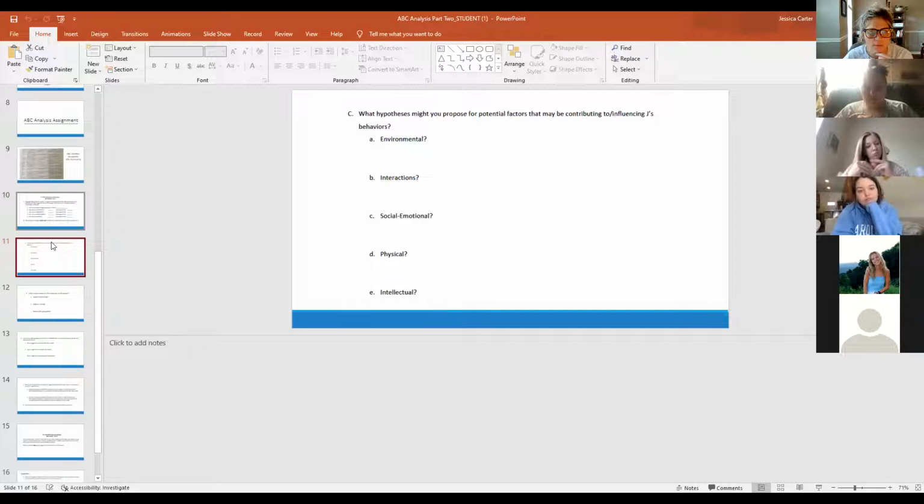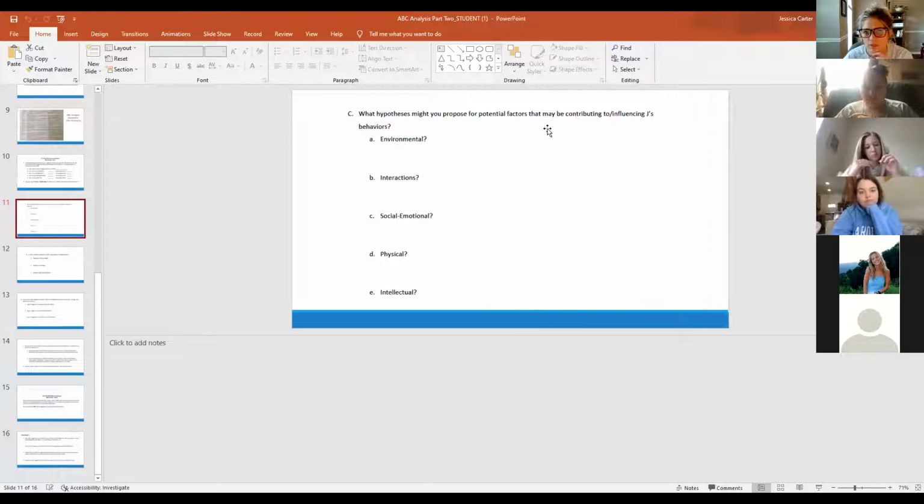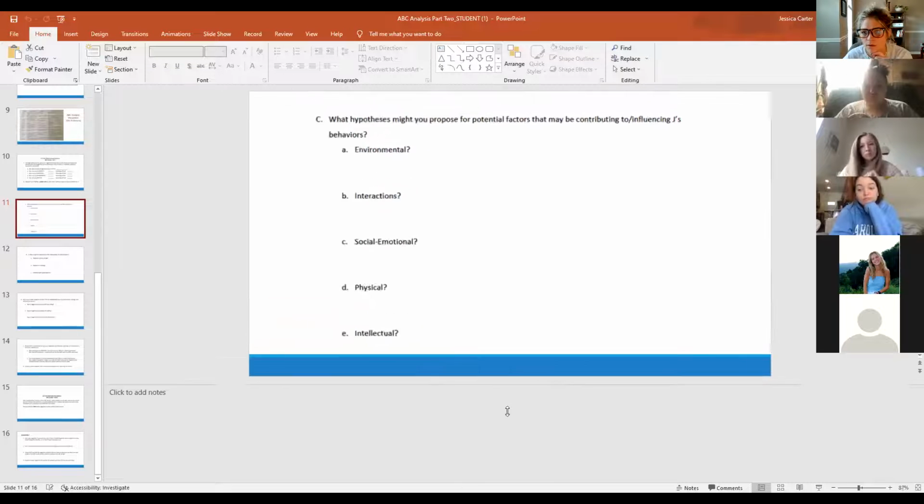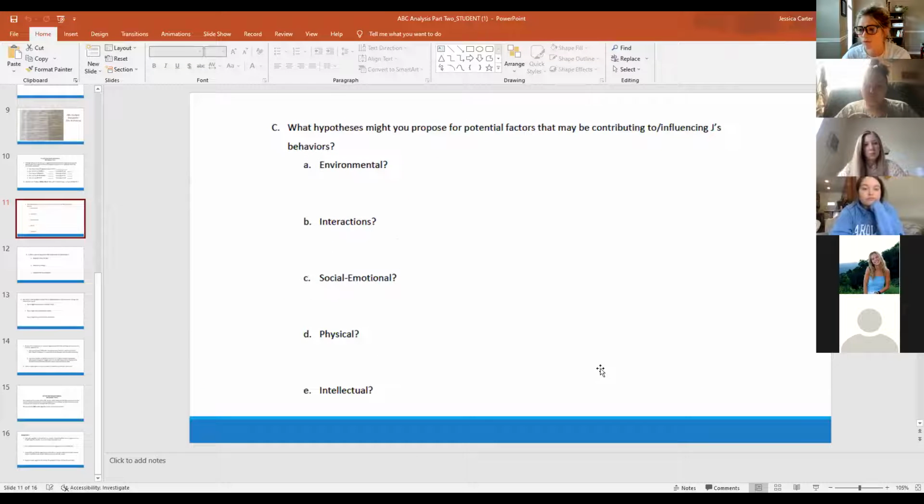Okay, so can you see slide C right here, or item C? Okay, so if I go ahead and tell you that the majority of what you're going to see in the ABC log is instrumental aggression, right? We've basically established that.